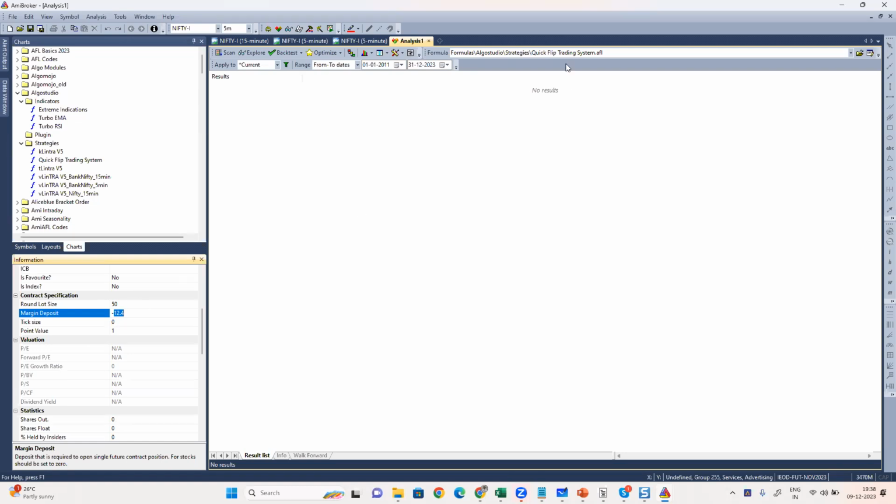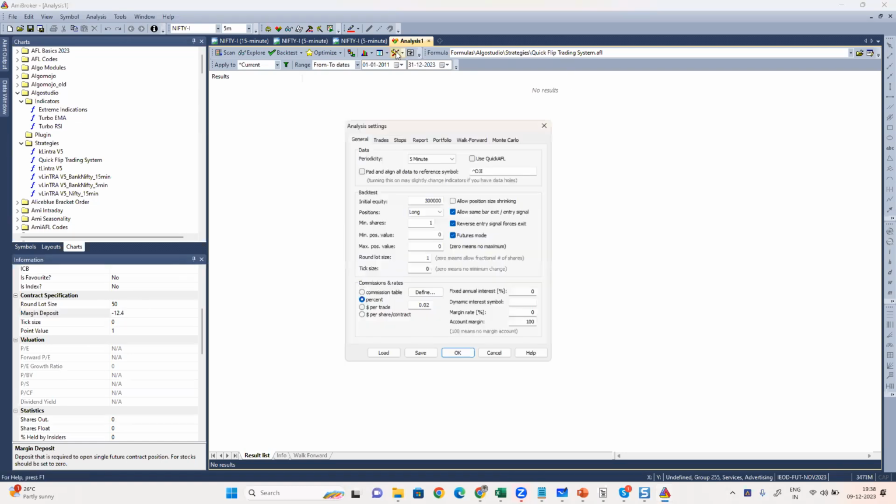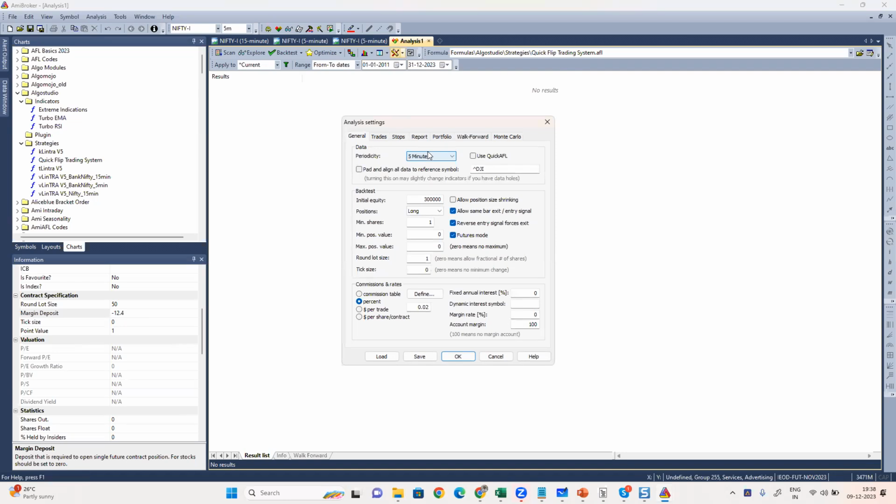And I'm going to the settings here. I'll try to explain what settings I'm changing. So I'm setting the time frame as 5 minutes. This needs to be set. And then initial equity, I'm keeping as 3 lakhs. And I'm selecting the position as long only. And then I'm selecting the futures mode as enabled. And then for commission, I'm selecting percentage commission, 0.02.